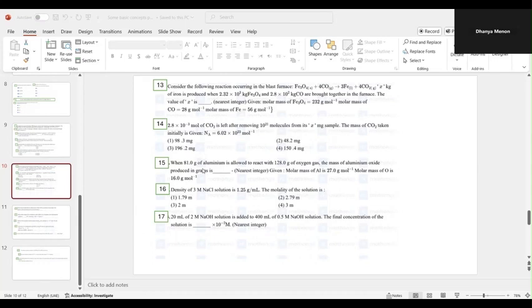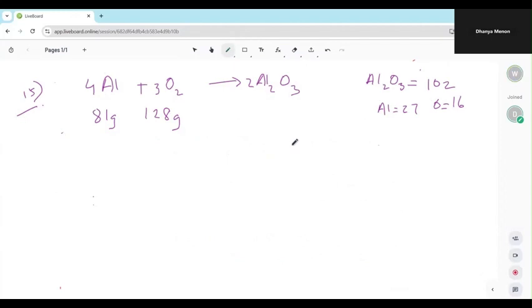Okay, students, coming to the 15th question. 81 grams of aluminium is allowed to react with 128 grams of oxygen, and you have to find out the mass of aluminium oxide produced, and the molar masses are given. I have already written the information on the whiteboard. So this is the equation. Don't worry about the equations and all; you will gradually know how to write the equations with different lessons. Okay.